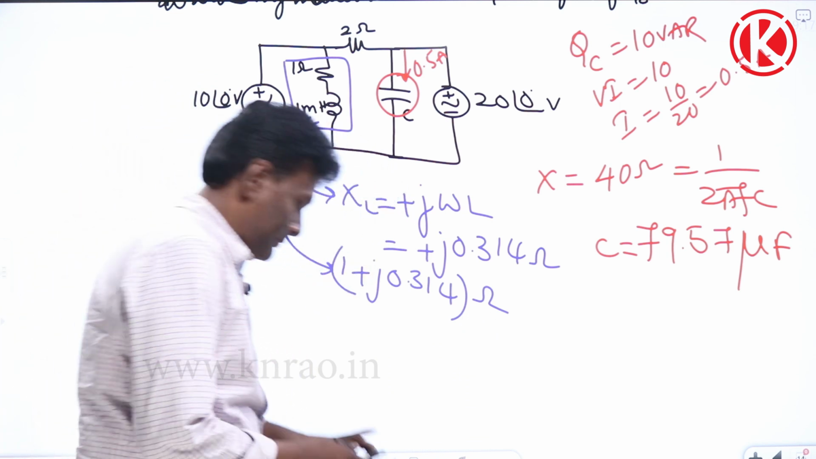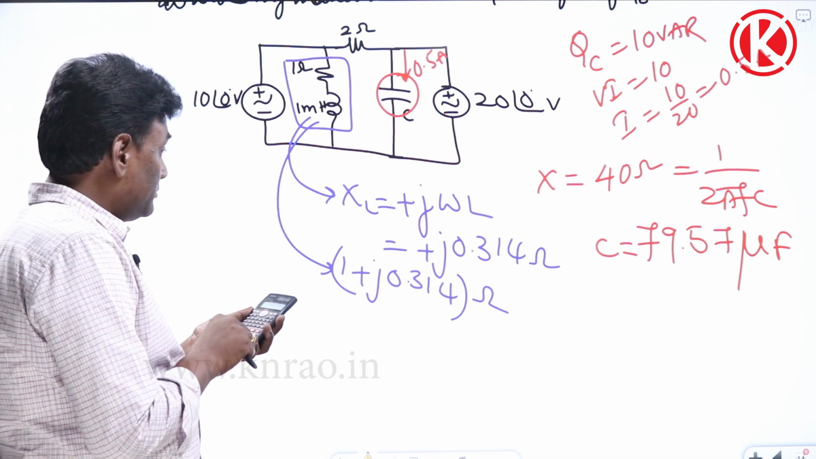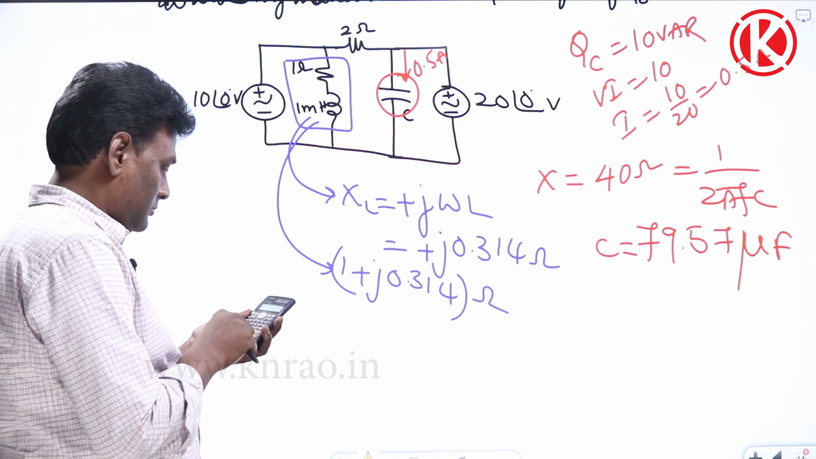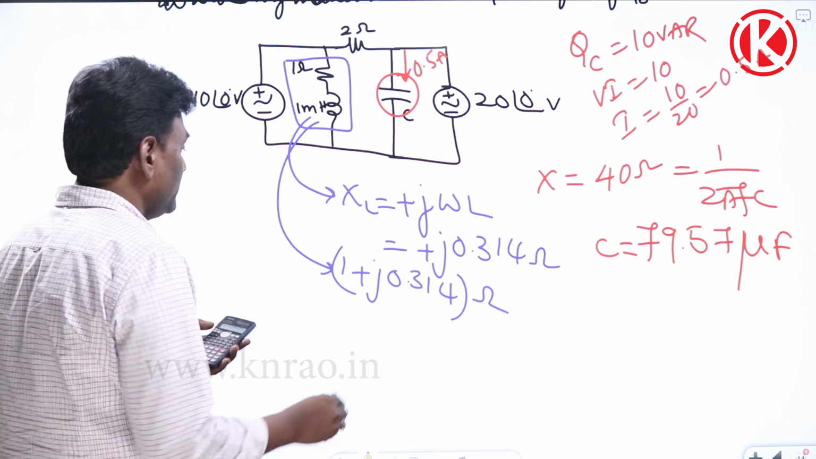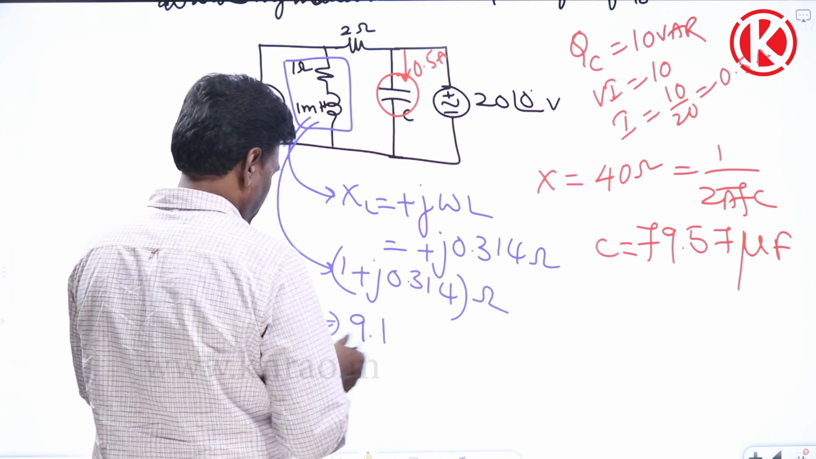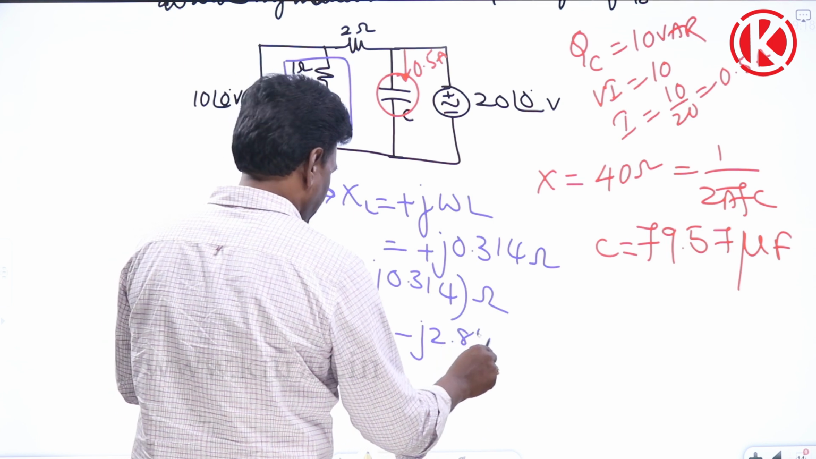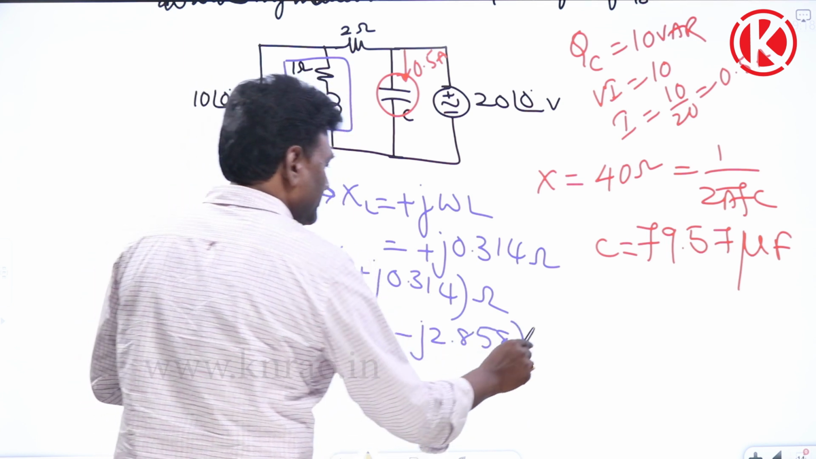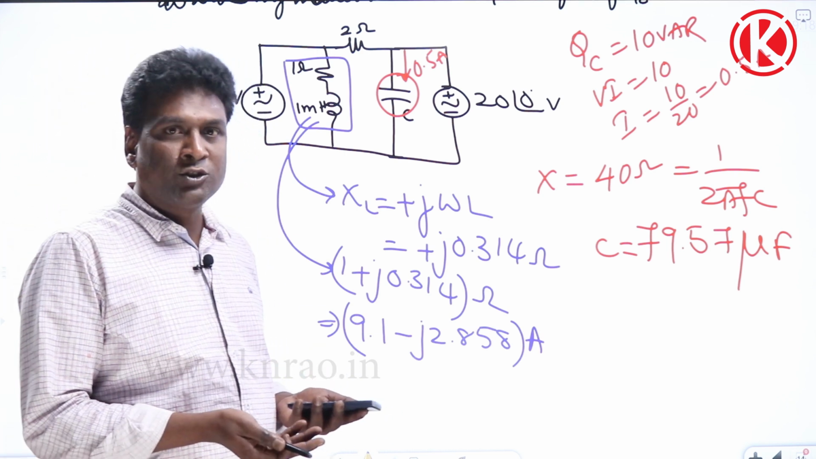So 10 divided by that gives the current. 10 divided by 1 plus j0.314, I got the current. So I got the current as 9.1 minus j2.858 amperes. Into voltage, of course, complex conjugate has to be done.